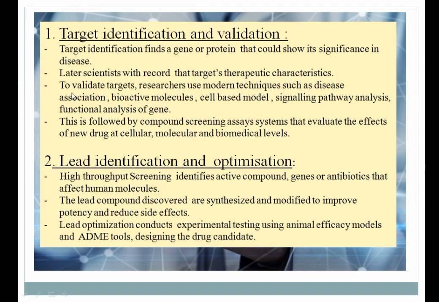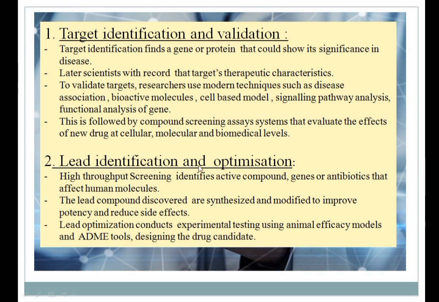And hence, after doing that, to validate the target, researchers use modern techniques such as disease association, bioactive molecules, cell-based models, signaling pathway analysis, and functional analysis of the gene. This process is followed by compound screening assay systems that evaluate the effect of the new drug at cellular, molecular as well as biomedical levels. So this is what happens in target identification: we identify the target that shows significance in the disease, and then we validate it.